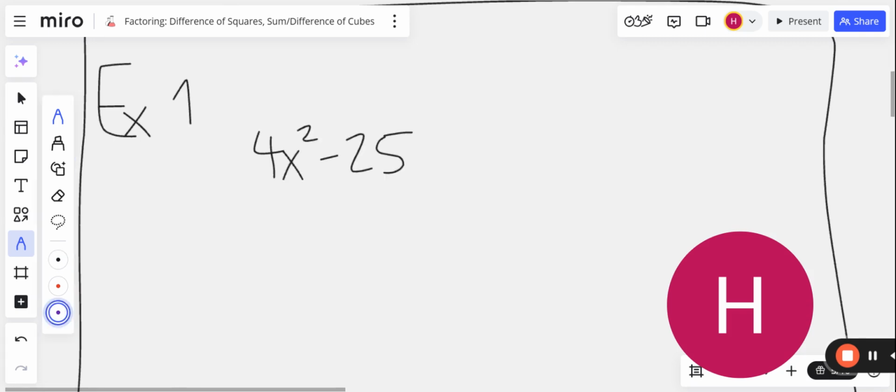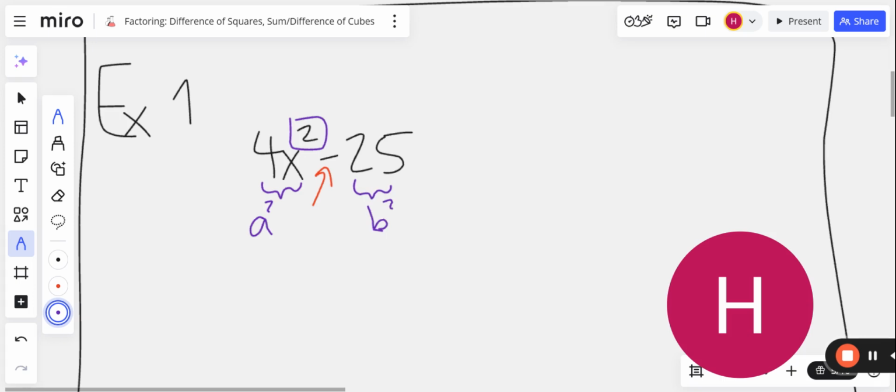You can tell in this case because this is a perfect square, and we have subtraction. So, wow, that was a really bad arrow. So we can call this a difference of squares. And that means that we have to identify this as our a squared, and this is our b squared.